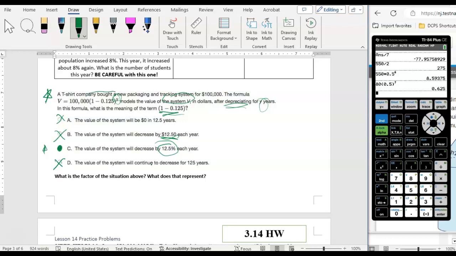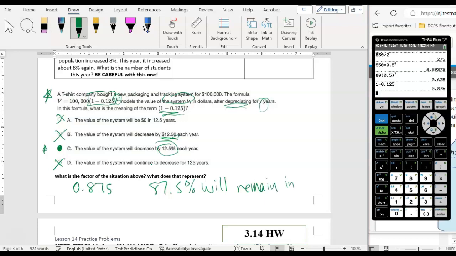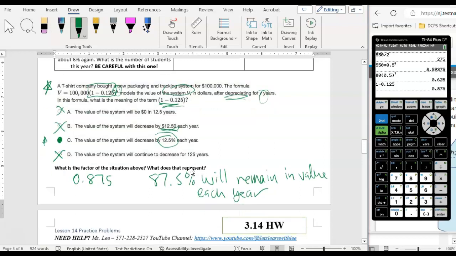Now the factor here would be 1 minus 0.125, so 1 minus 0.125, just going to leave us with 0.875, and it represents that 87.5% will remain in value each year. Right, so each year we'll still have 87.5%. We're losing 12.5% each year. All right, that's it for that.